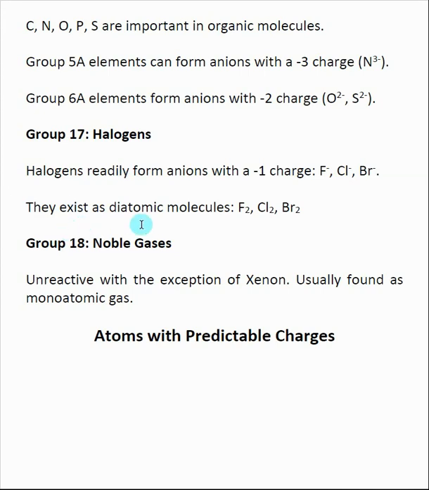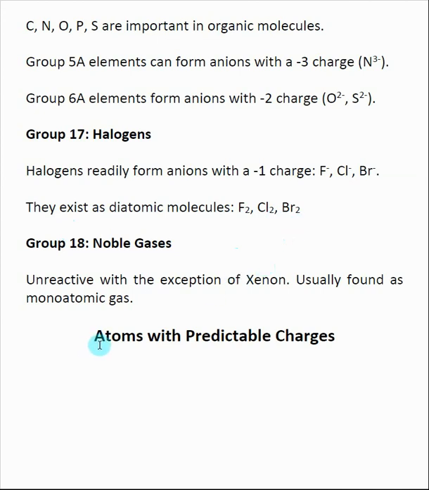Halogens tend to exist as diatomic molecules. So if we want to find the elemental form, when you play around with a metal like iron, you can actually have an iron element, but if you have a halogen in an elemental form, they form diatomic molecules, like F2, Cl2, and Br2.